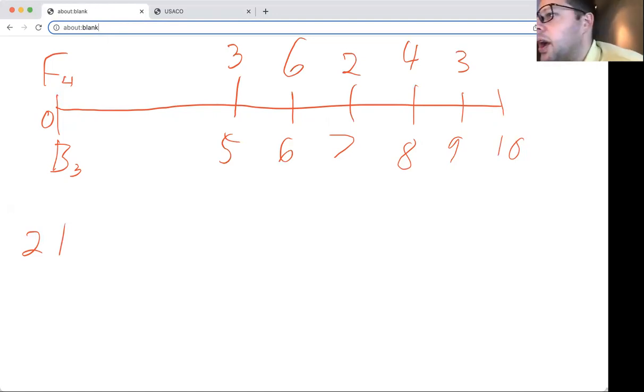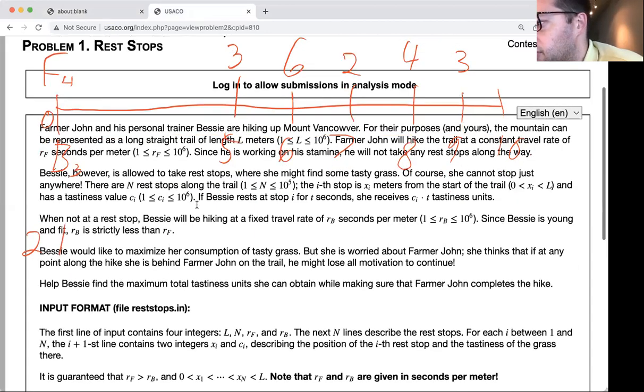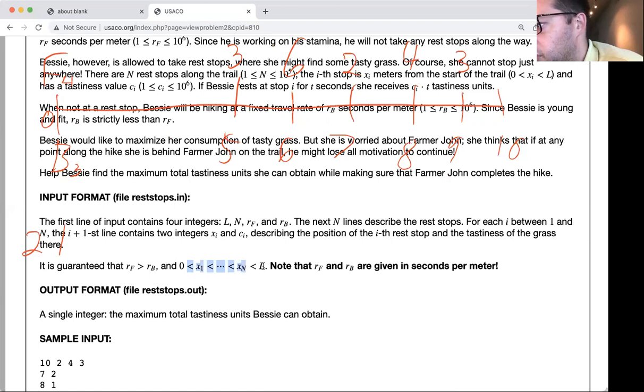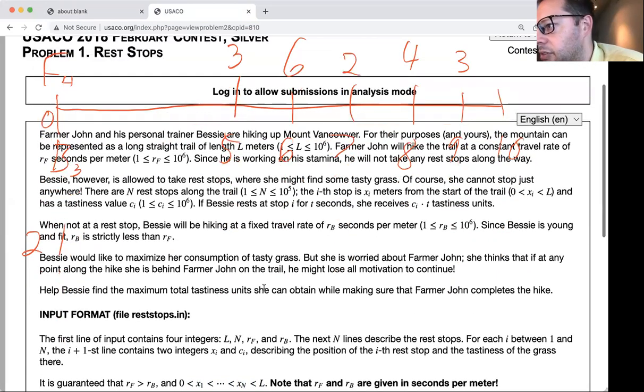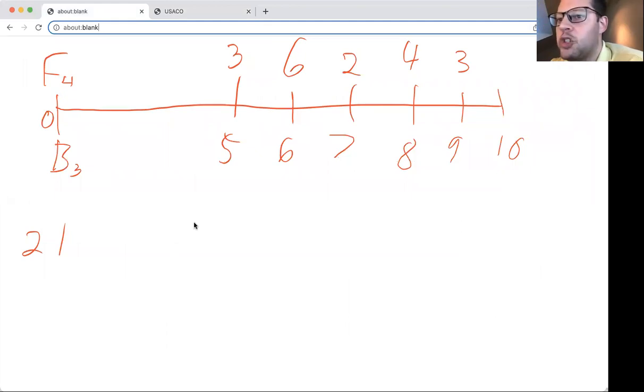Did it say, can we have duplicates of the tastiness levels? I think we can have two different spots with the same tastiness. Let me see. It says we're guaranteed that the X positions are increasing. I don't think there's anything that says that we can't have two different rest stops with the same tastiness though. Yeah, we didn't run across anything like that. Okay, so it should be possible for us to have 3 in both locations. I don't think it would change the calculation because you could just stop at that one or that one.